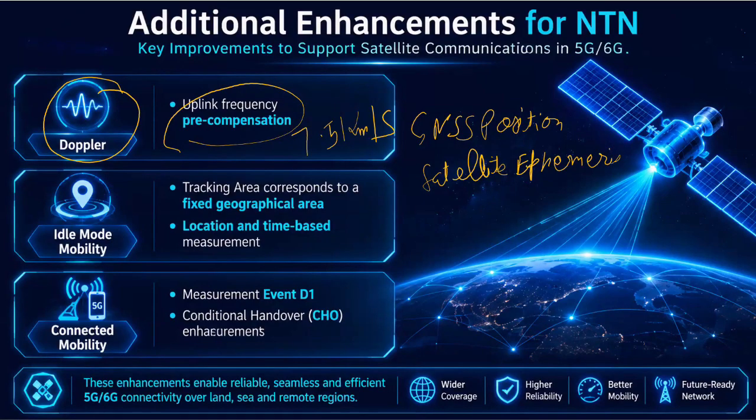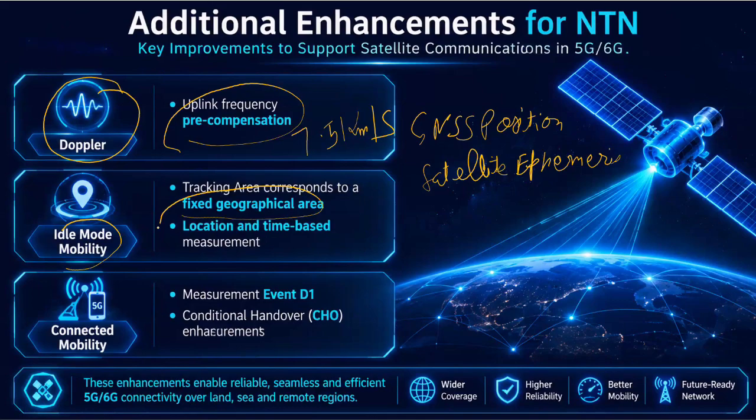Then we have idle mode mobility. In TN, tracking areas are fixed and cells are fixed. But in NTN, the satellite moves and its beam's footprint moves across the Earth. In traditional TNs, tracking areas were used, and the UE would repeatedly perform tracking area updates. What's the solution in case of NTN? The NTN solution is a fixed geographical area. Instead of tying the tracking area to a moving beam, 3GPP defined tracking areas based on fixed geographical regions. This means the satellite moves, the beam moves, but the tracking area remains fixed.